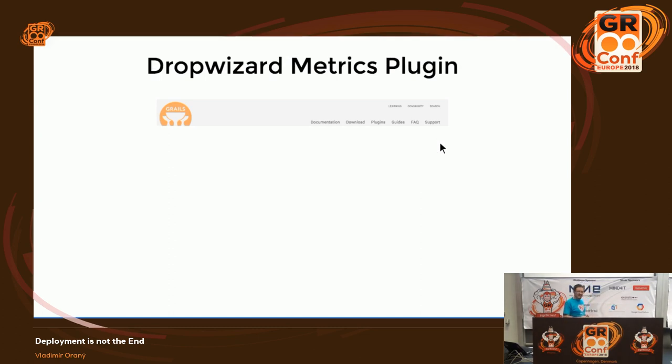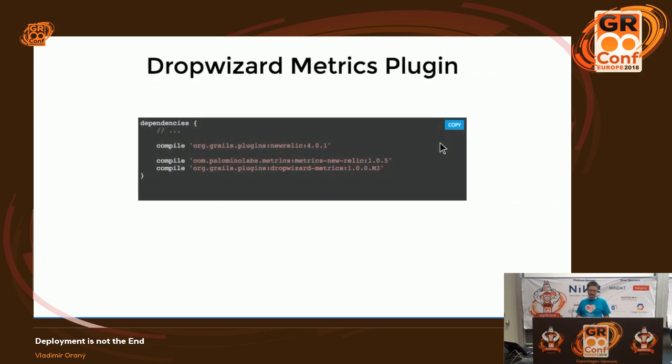Anyway, so there is the Dropwizard metrics plugin, which is a bit hidden now. Is anyone using Dropwizard or the Dropwizard metrics? It seems to be kind of standard now. So you can use this plugin to basically enable metrics inside your application as Dropwizard metrics. And then you can use this metrics New Relic library to publish it to New Relic.